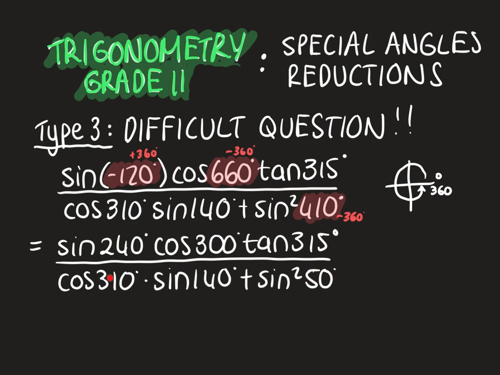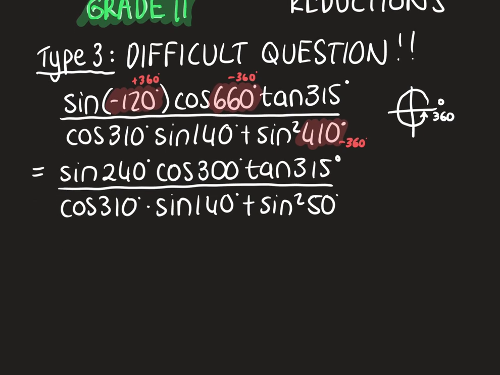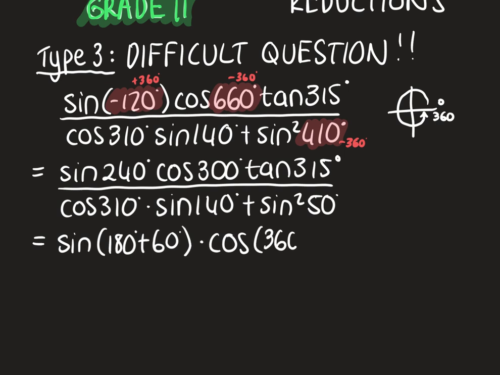But these ones, however, we still need to reduce into their acute angles. And it goes very much like how the type 2 question went in this series of videos. So sine of 240, I'm going to add this step in every time until everyone's comfortable. 240 is in the 180 plus quadrant, so that's 180 plus 60. I'm going to go a little bit faster to get through the video. So cos of 300 is the fourth quadrant, 360 minus 60. And then your tan of 315 is also the fourth quadrant, so 360 minus 45.